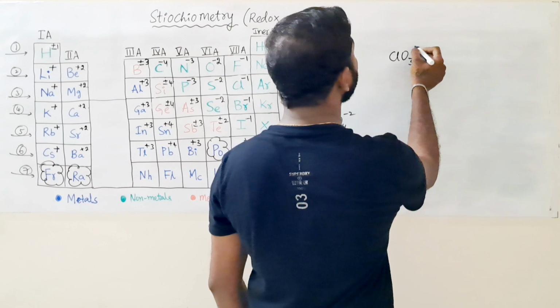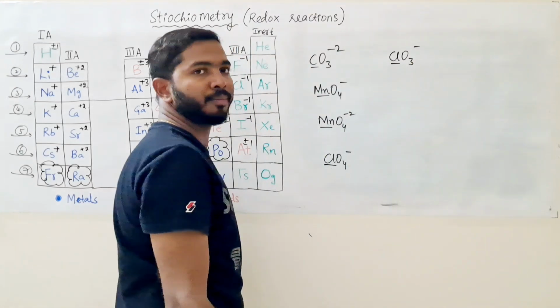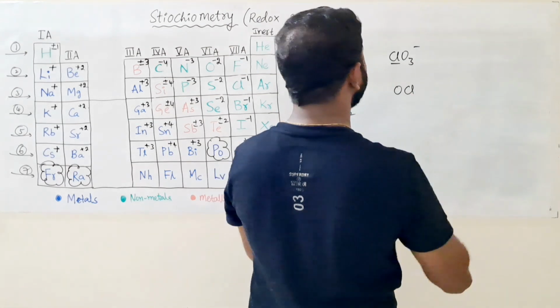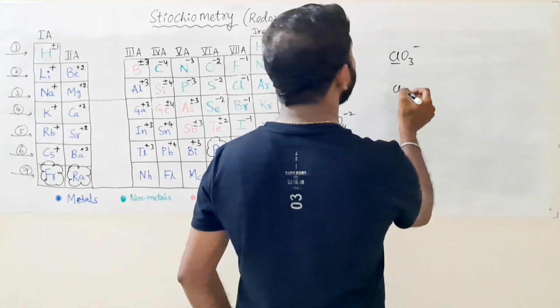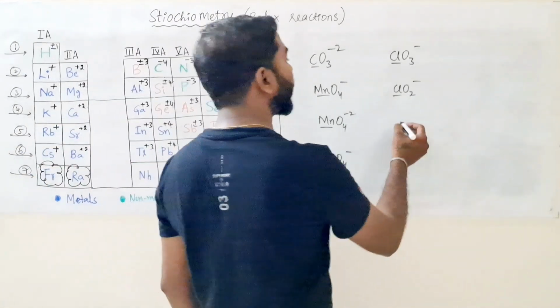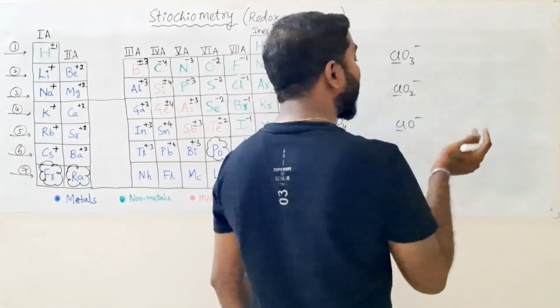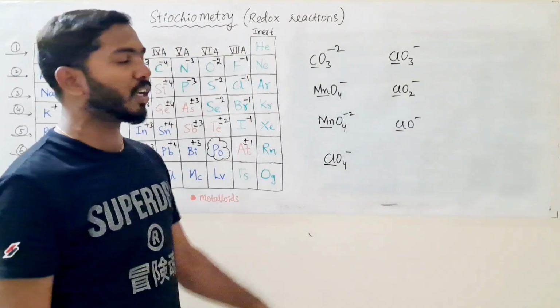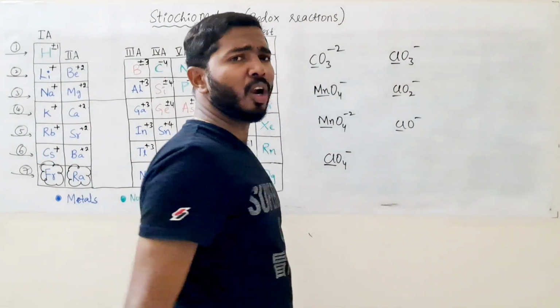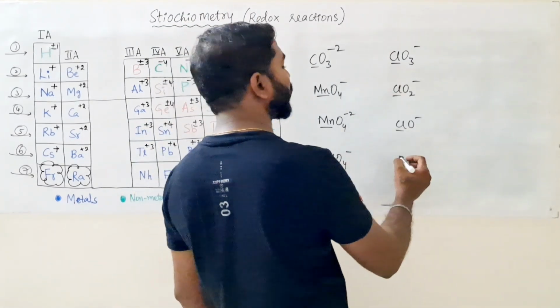Similarly, ClO3 minus, this is chlorate ion, and then let us take ClO2 minus, this is chlorite ion, and then ClO minus, hypochlorite ion. Calculate the oxidation numbers for all these elements. So it's not only these particular ions, we can also take so many.